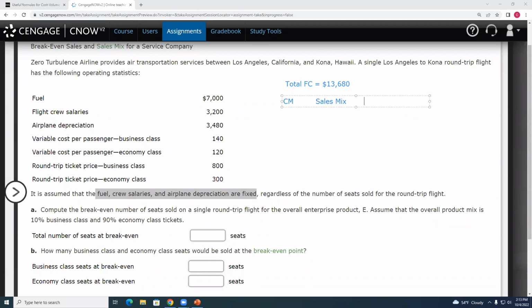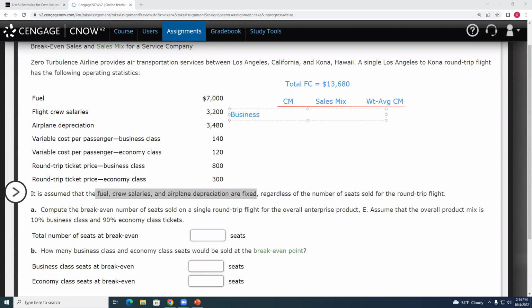In this exercise, we're actually going to be able to use and see how it works to calculate the weighted average contribution margin when we have different contribution margins for each product. So we'll start with, it doesn't matter which one we do first, but we'll start with business class because that's listed first.